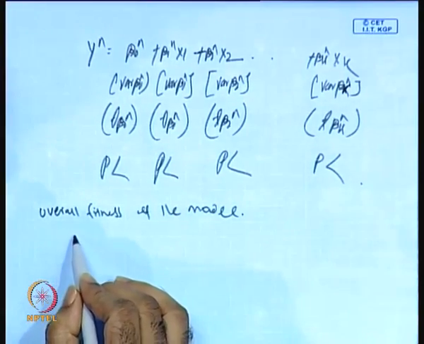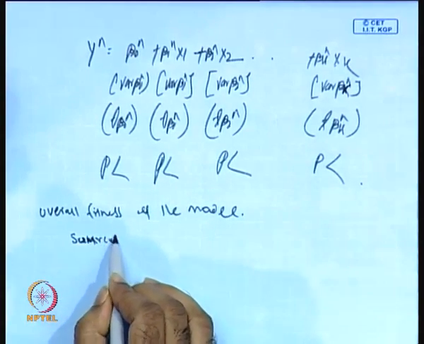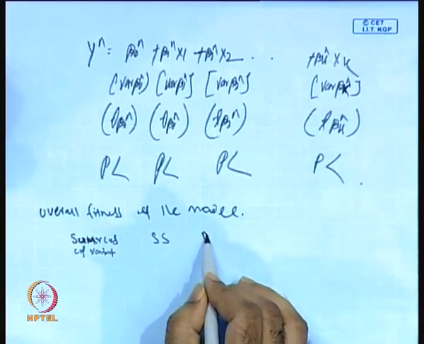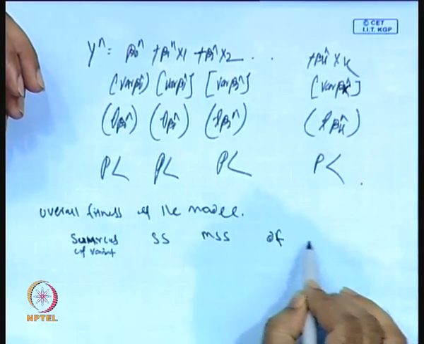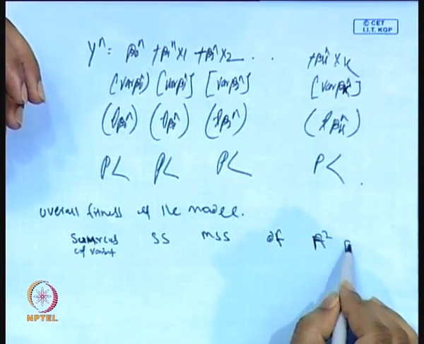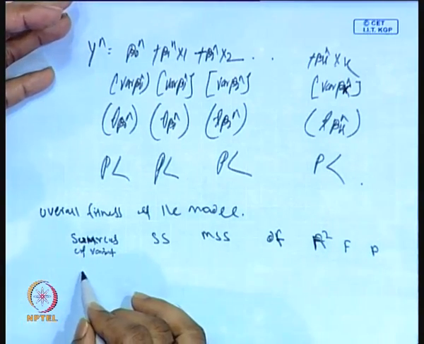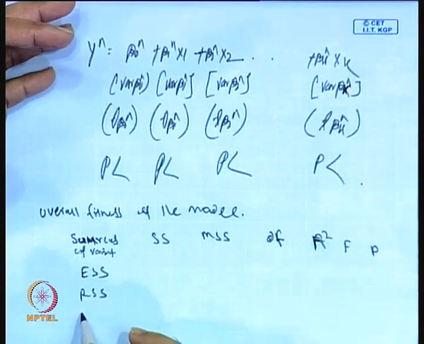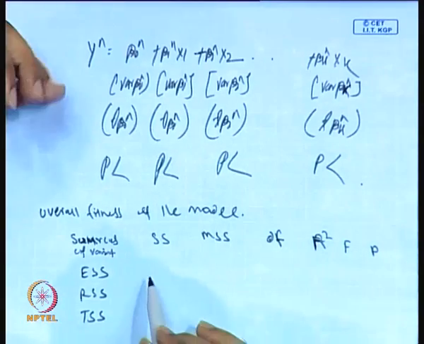You have sum squares. First is sources of variations, then sum squares, then mean sum squares, then degrees of freedom, then of course F statistics. First will be R square, then F, then the probability value of significance. This is how you have to proceed. So this is the explained sum square, this is the residual sum square, this is the total sum squares. As usual, the structure is more or less the same.